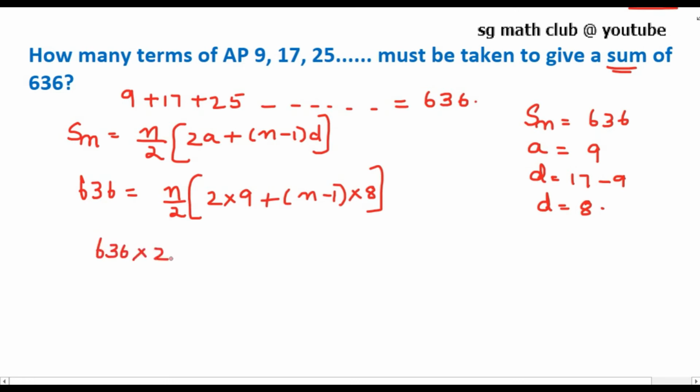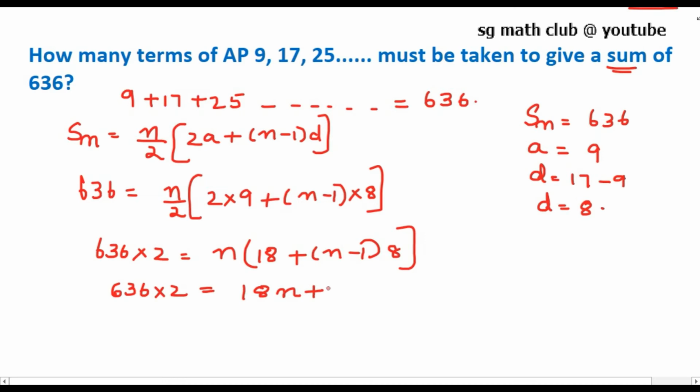636 into 2 equal to n into 18 plus n minus 1 into 8. So 636 into 2 equal to 18n plus 8n square minus 8n. We need to open this bracket first. So we'll have 8n minus 8, 18n plus 8n square minus 8n. Now this is in the form of the quadratic equation, so we can solve this.